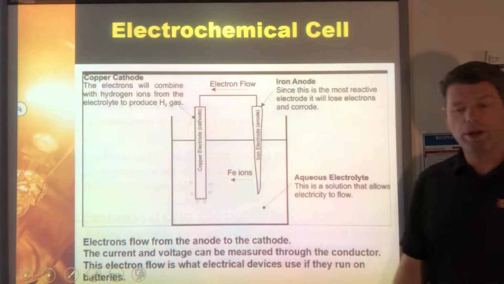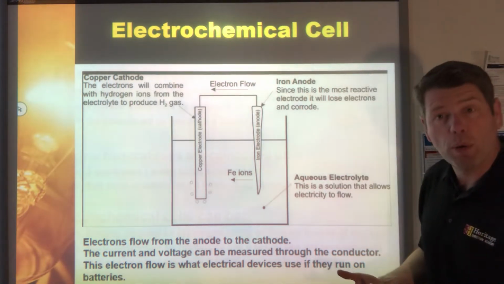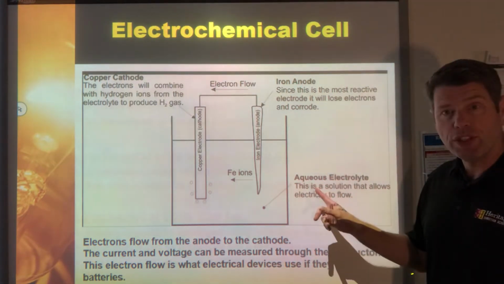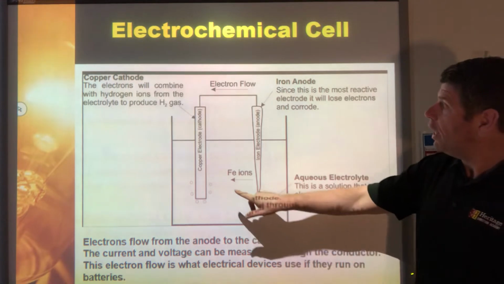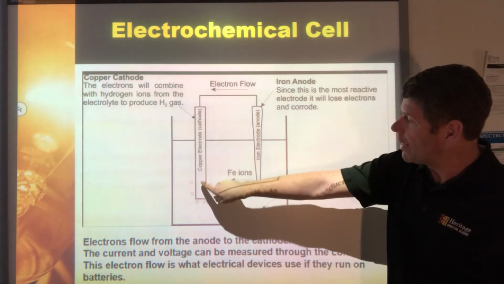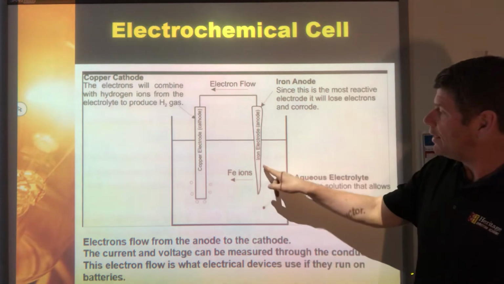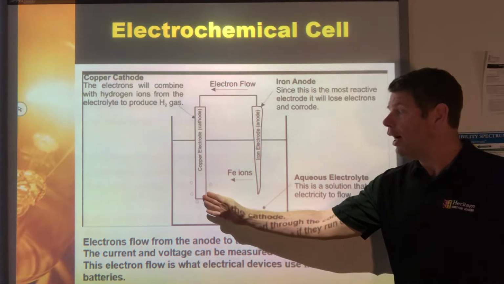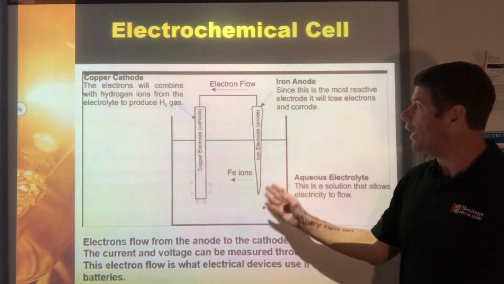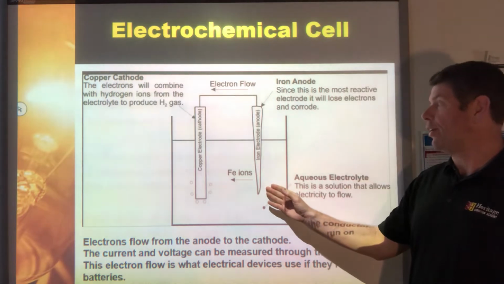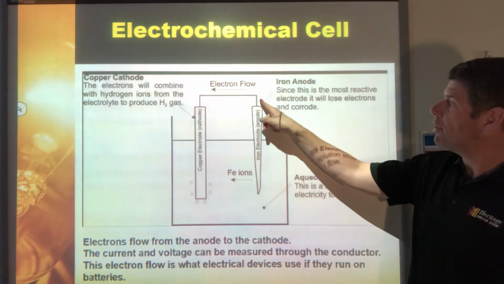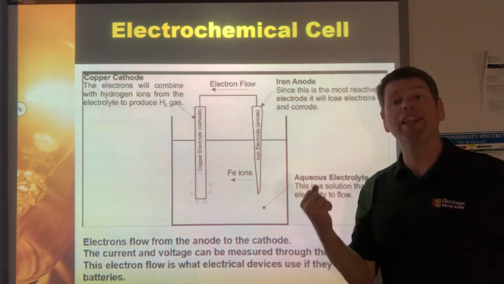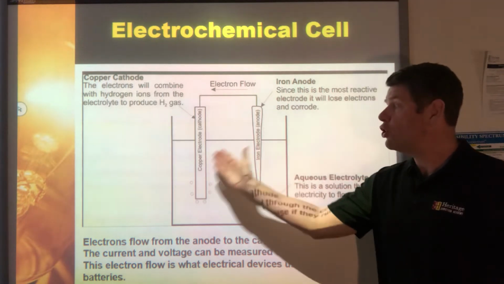Let's take a look at the components of the cell, the electrodes and the electrolyte. In this diagram, we can see a copper electrode and an iron electrode. Those are the two different metals we're using, a copper stick and an iron stick. They're connected by a wire, a conductor, which allows the electrons to flow from one metal to the other.